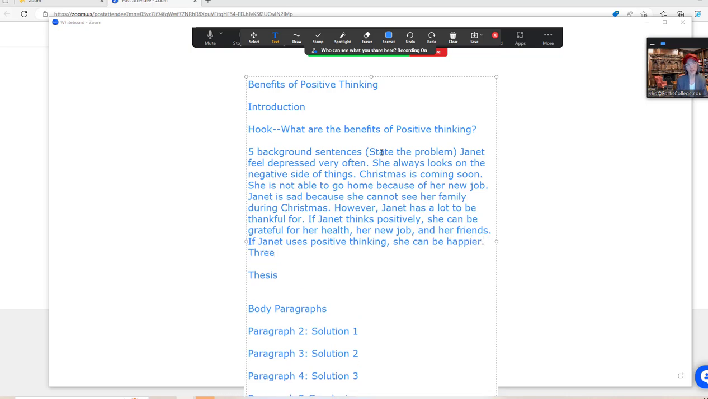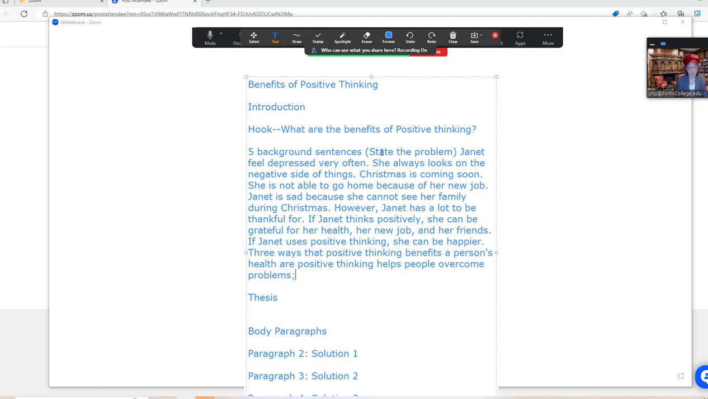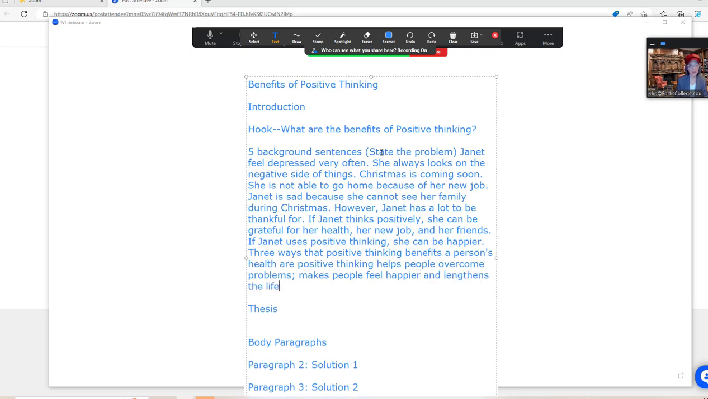So three, and then you get your thesis: three ways that positive thinking benefits a person's health are: positive thinking helps people overcome problems, makes people feel happier, and lengthens the lifespan.